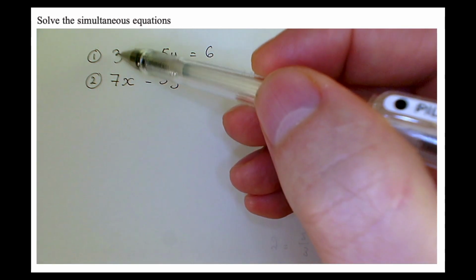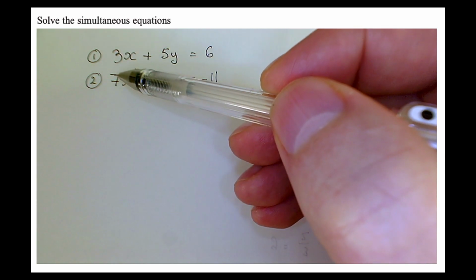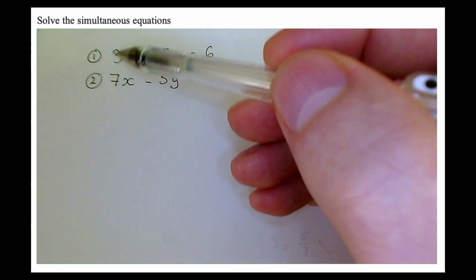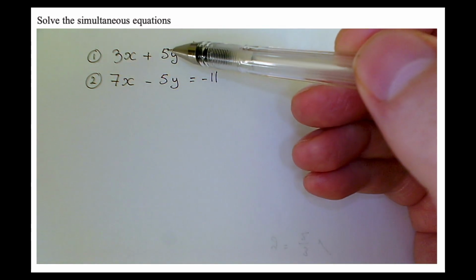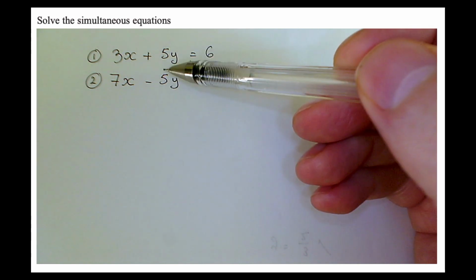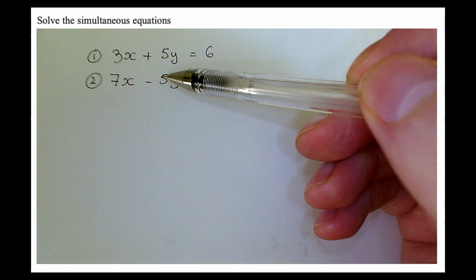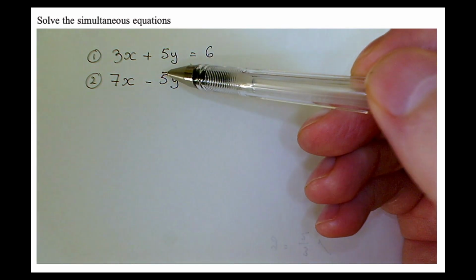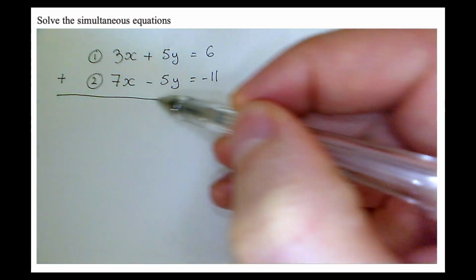Now normally I like to have the x coefficients, the numbers in front of the x, to be the same, but they're not. But before I go ahead and make them the same by multiplying, I just checked the y values, and look, they actually do have the same number already. So in actual fact, this question isn't as bad as it could have been. I've got a 5y and I've got a minus 5y, and I know that if I add those two together, the y's are going to eliminate each other.